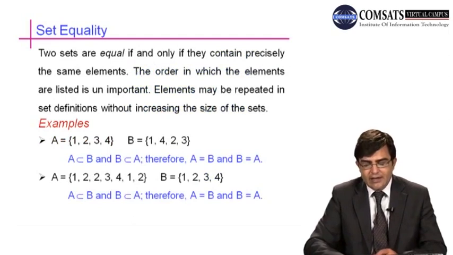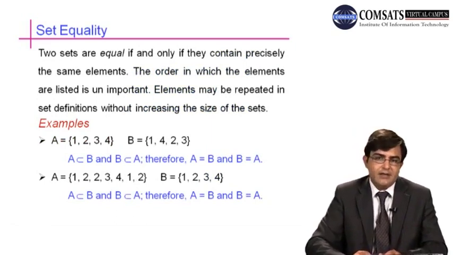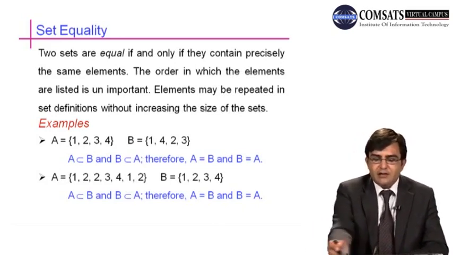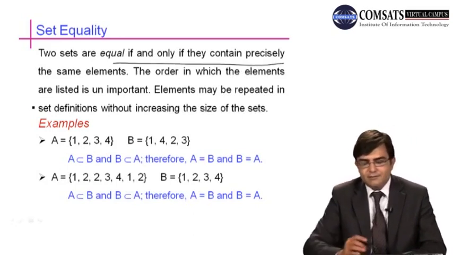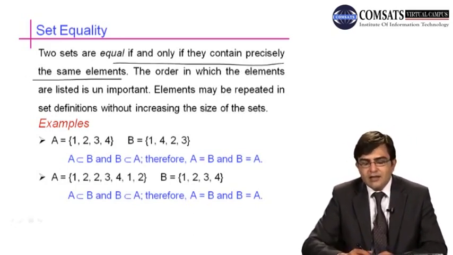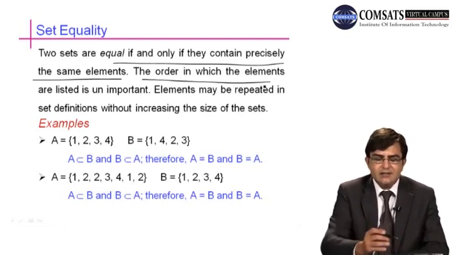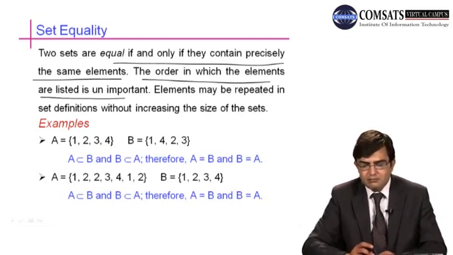Now, set equality, as we have discussed earlier: two sets are equal if and only if A is a subset of B and B is a subset of A. So two sets are equal if and only if they contain precisely the same elements. There must be exactly the same elements in two sets to be equal. The order in which the elements are listed is unimportant.